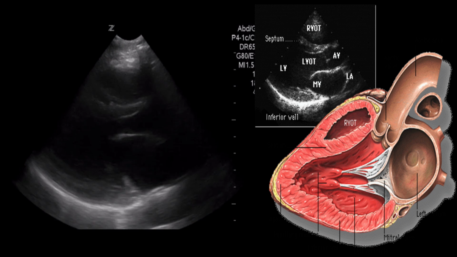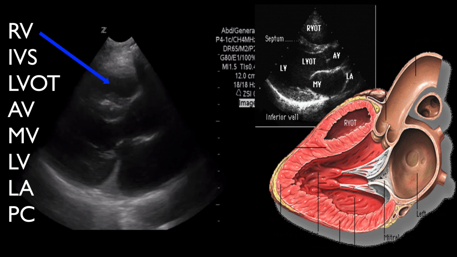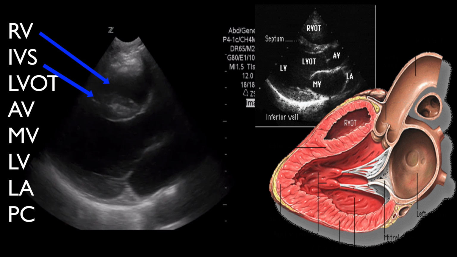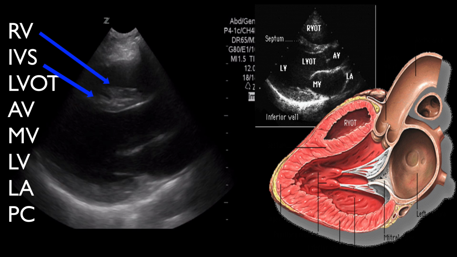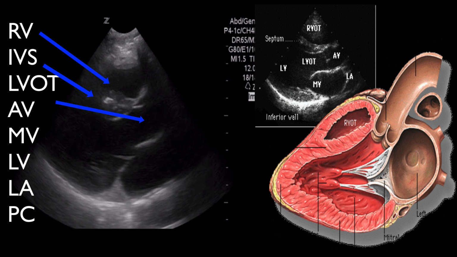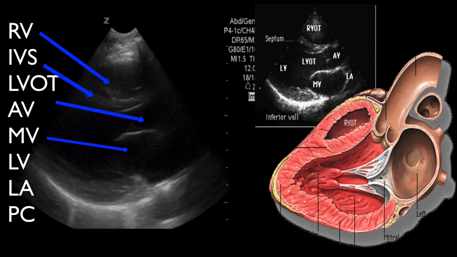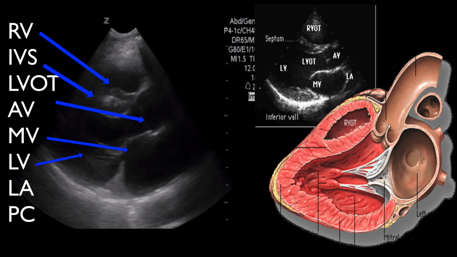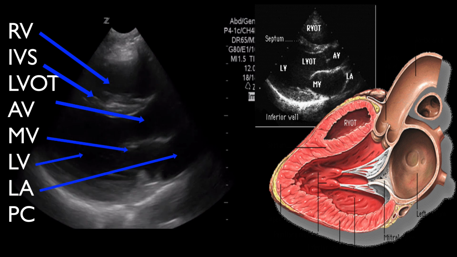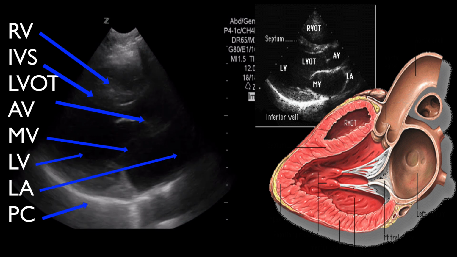You should see the right ventricle at the very top or most superficial part of the screen, followed by the interventricular septum, followed by the left ventricular outflow tract and the aortic valve, and then the mitral valve you can see flapping up and down, as well as the left ventricle and the left atrium. The bright line at the very bottom of the image is the pericardium.